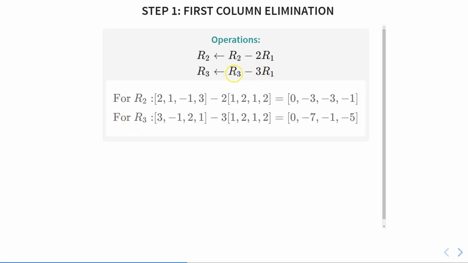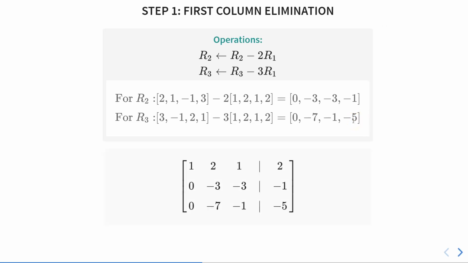And similarly, if I do the R3 operation, R3 minus 3R1, where R3 is 3 minus 1 2 1 and R1 is 1 2 1 2, then after doing the calculation, new R3 will be 0 minus 7 minus 1 minus 5. Now if I plug in that new R2 and R3, the new matrix will be 1 2 1 2, 0 minus 3 minus 3 minus 1, 0 minus 7 minus 1 minus 5.